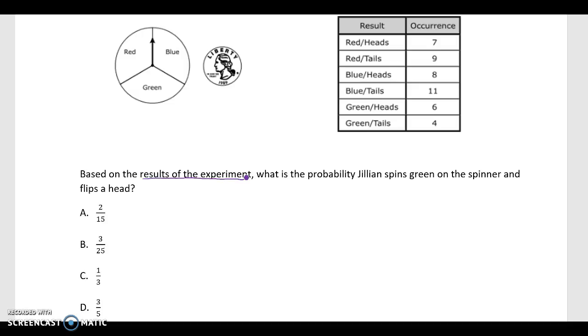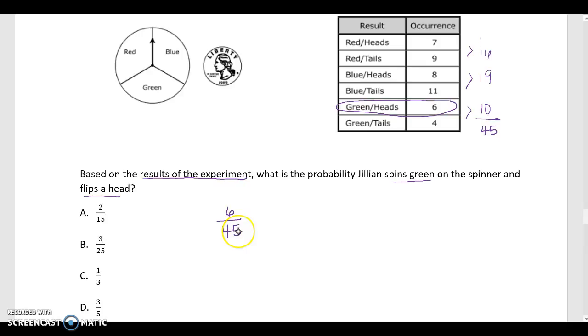What is the probability she spins a green on the spinner and flips heads? So we're looking for green and heads. So here's green and heads. So that happened 6 times. And always on the bottom, we put the total. So we need to add all these up. So 7 plus 9 is 16. 8 plus 11 is 19. 6 plus 4 is 10. Make it a little easier to add, right? 9 plus 6 is 15. 1, 2, 3, 4. So 45.